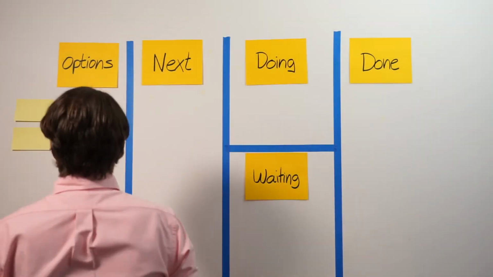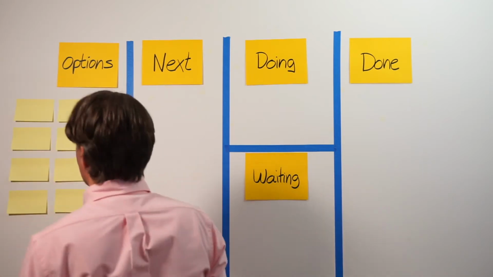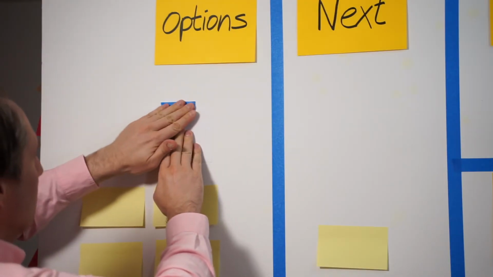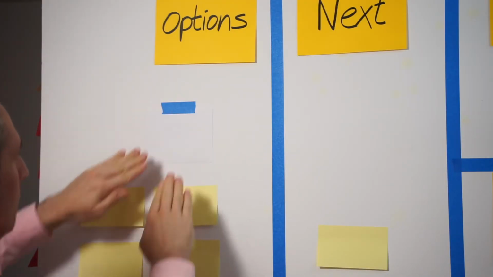Put all these sticky notes now in the options column. Please note that it is called options column. You do not have to do everything that's in that column. Things there are just options. By the way, if you don't have post-its, just use regular paper with some tape.